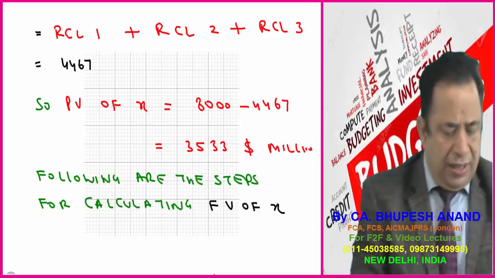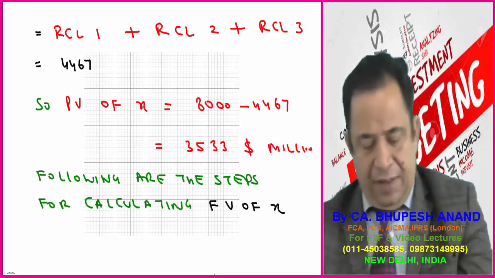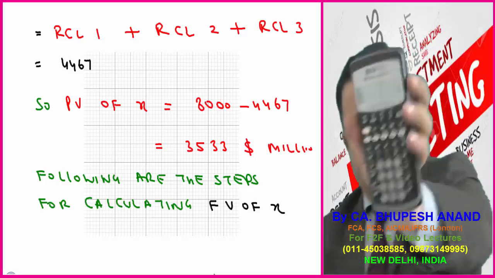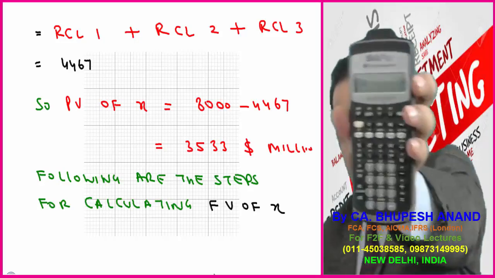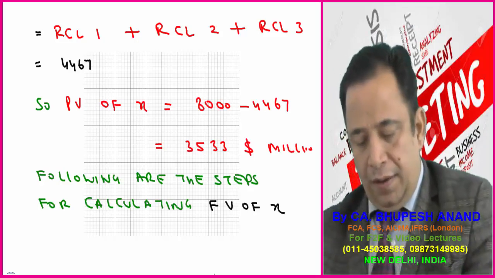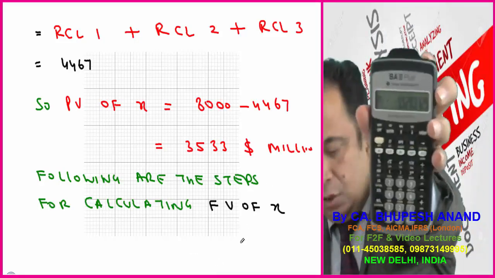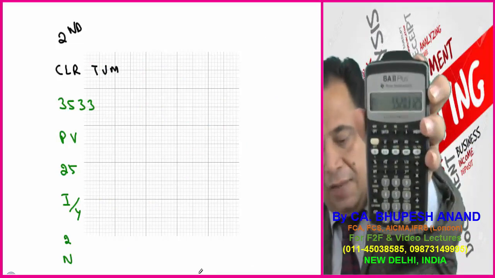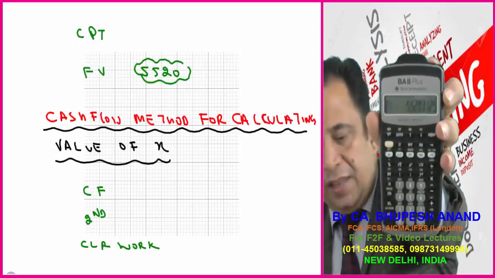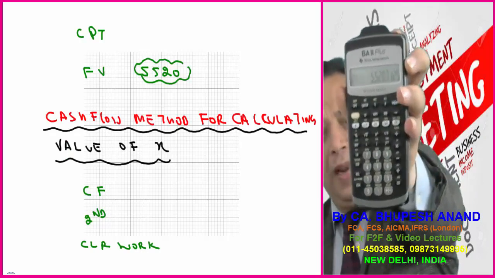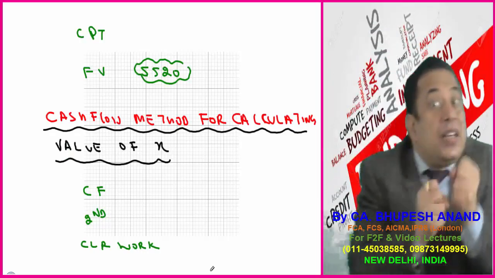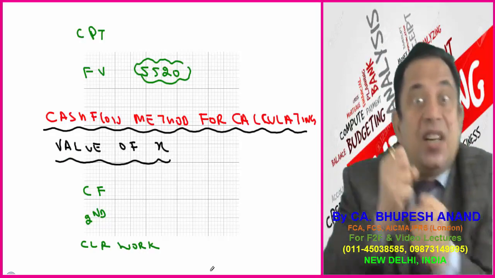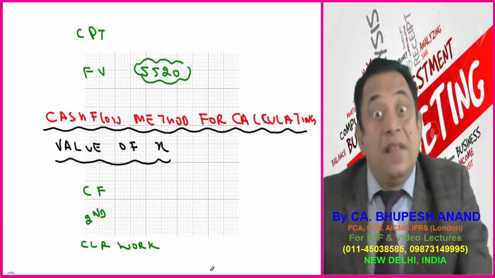So I am telling you again the steps. Second clear TVM. 3533 present value. Second as N. 25 as IY. Compute future value. That figure is coming to as 5520. So these steps I have already written. The figure is $5,520 million. So like this I have calculated the balancing figure, the value of X, the value of cash inflow of second year. Let it be present value or let it be future value with the help of TVM law.